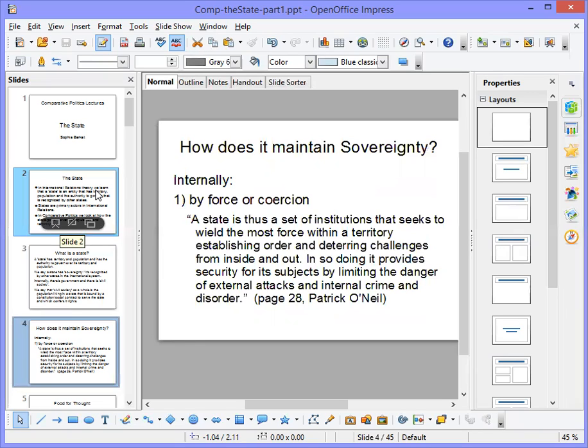So how does the state maintain sovereignty? We just mentioned that the civil society has made a contract, a social contract, with the state. They've made a social contract actually amongst each other, and that creates the state, right? So they've made this social contract that they will keep the peace, they will do things in an orderly fashion, they won't challenge the state, they won't challenge the existence of the state by way of having a war.